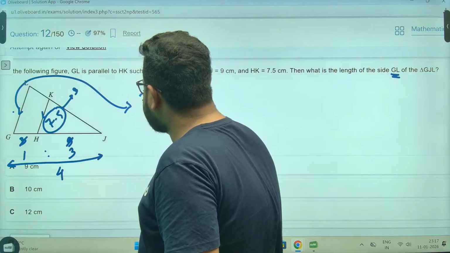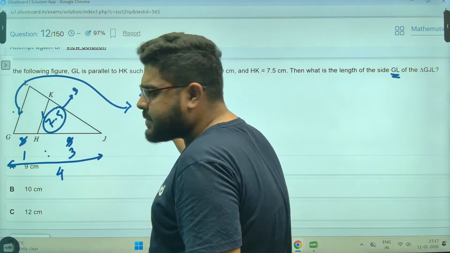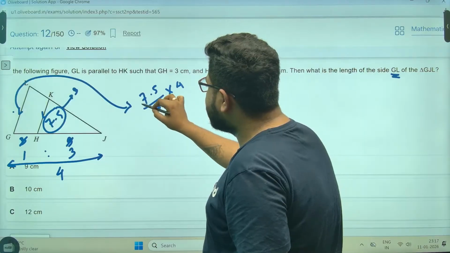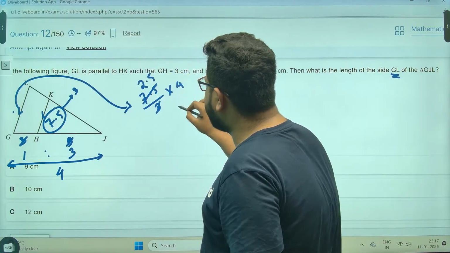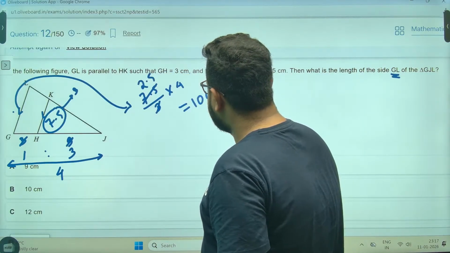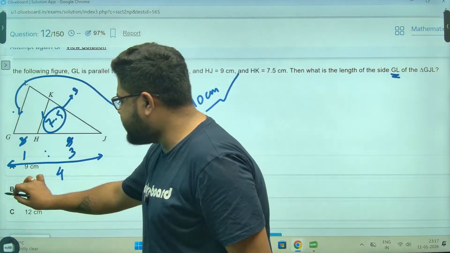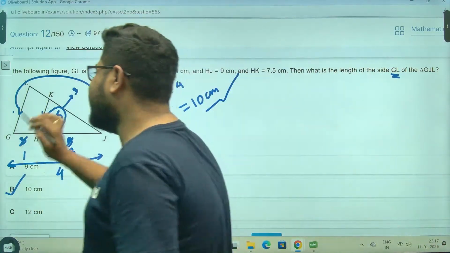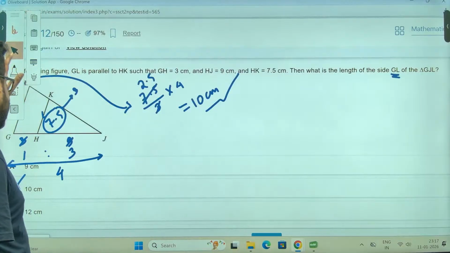So 1 part is 7.5 by 3. 3 parts is this, 1 part is 7.5 by 3. 4 parts will be into 4. This is 2.5, and 2.5 into 4 is 10, sir. So again, it's a very, very simple question, option number B. Simple question based on Thales. Multiple times we have done this. Right?